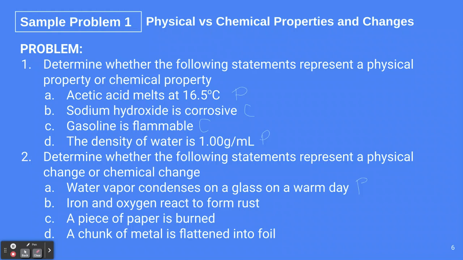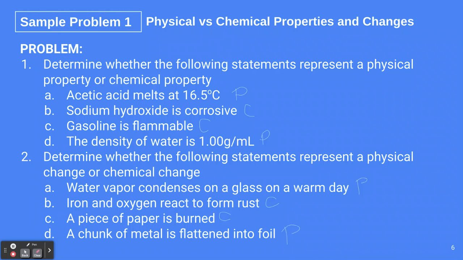Iron and oxygen react to form rust. That is a chemical change. We've got substances interacting with each other to make a new substance. A piece of paper is burned. At first, you might think, is that a chemical or a physical change, because we're just taking the paper and it's not really doing much. But in the end, that is a chemical change because we are getting a new product at the end. That ash is really just a bunch of carbon, and we were left with carbon dioxide and water vapor also being produced.